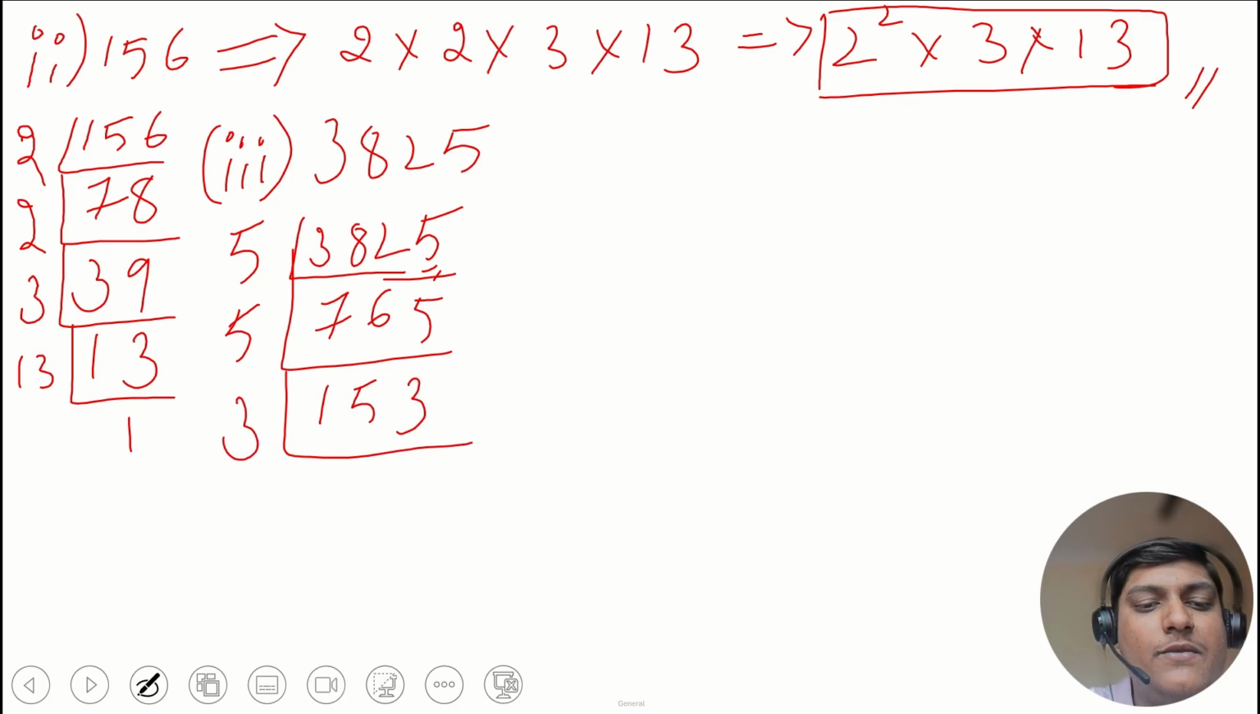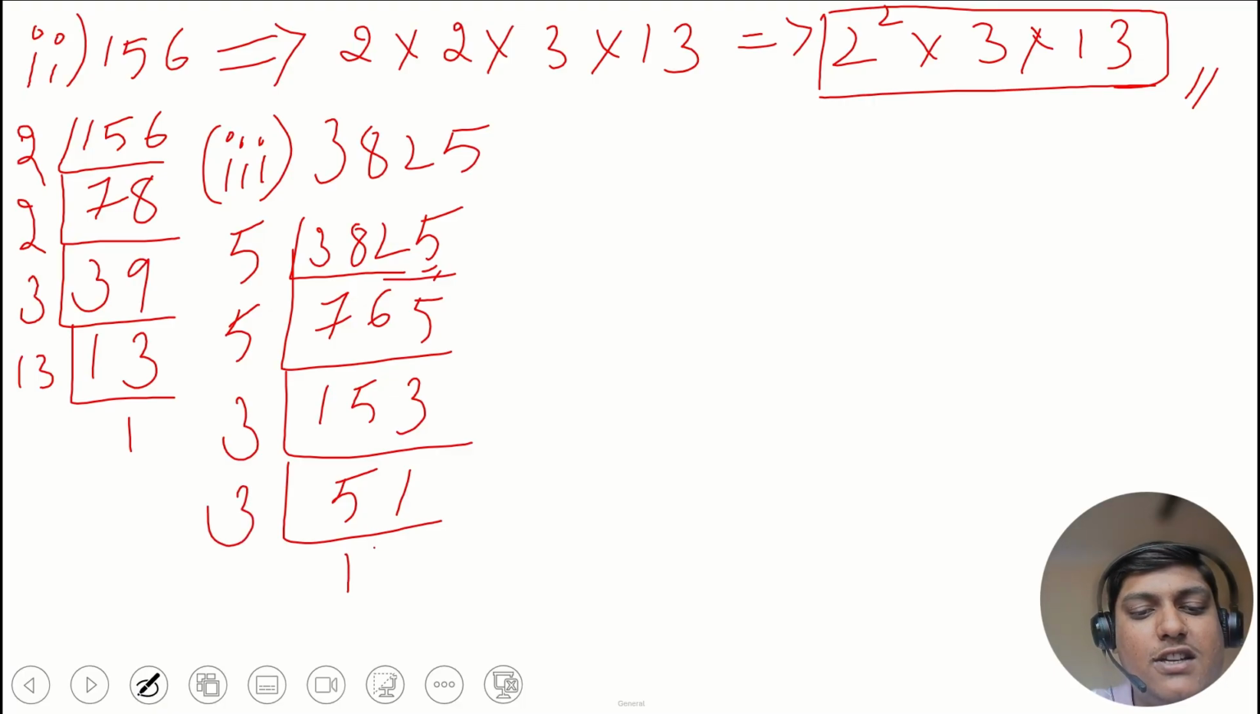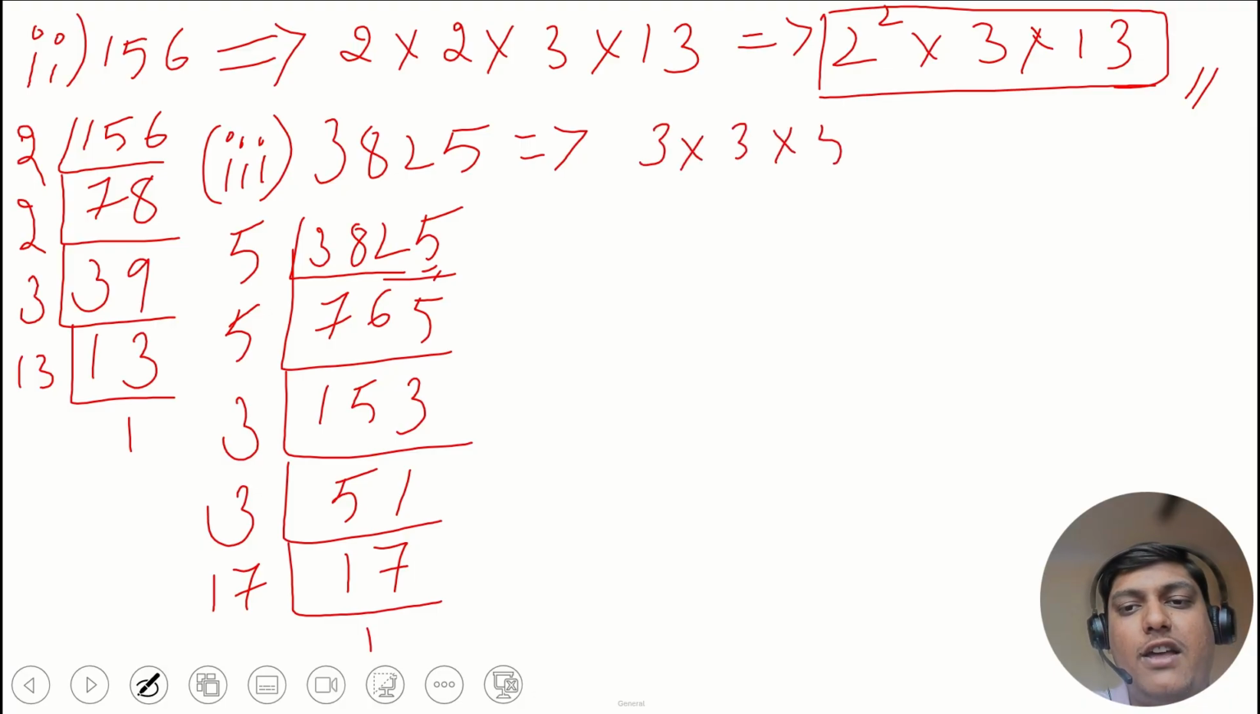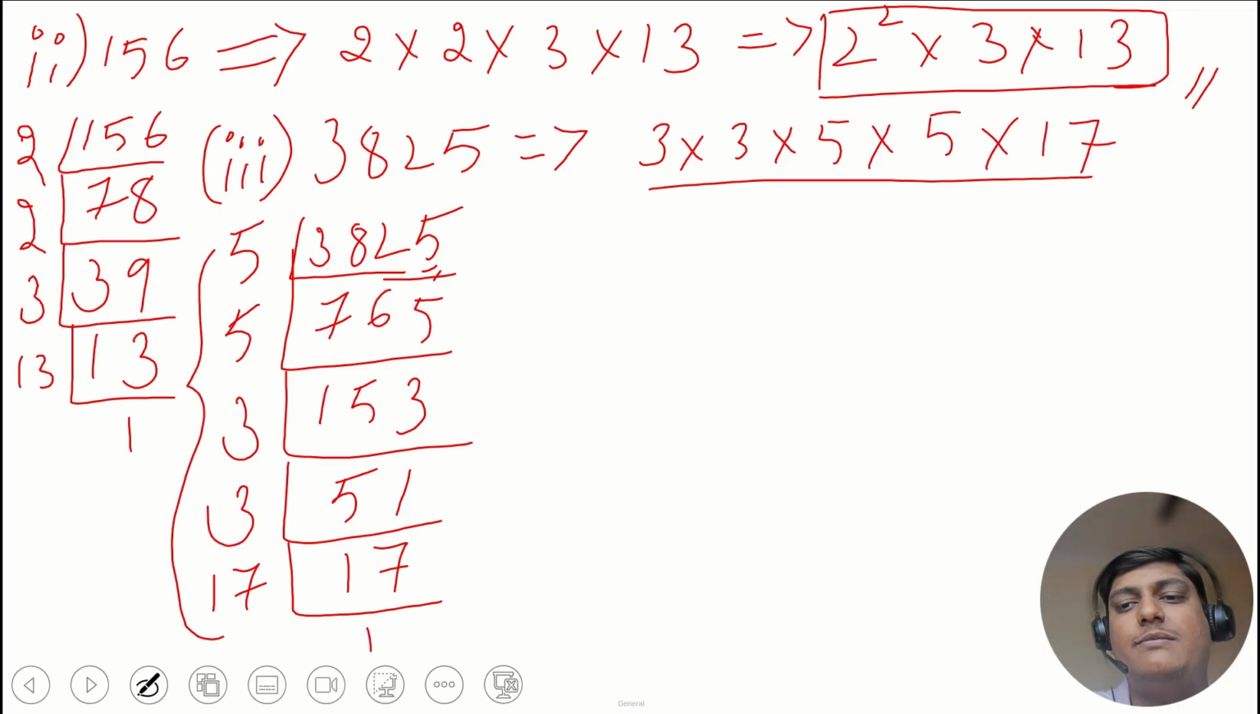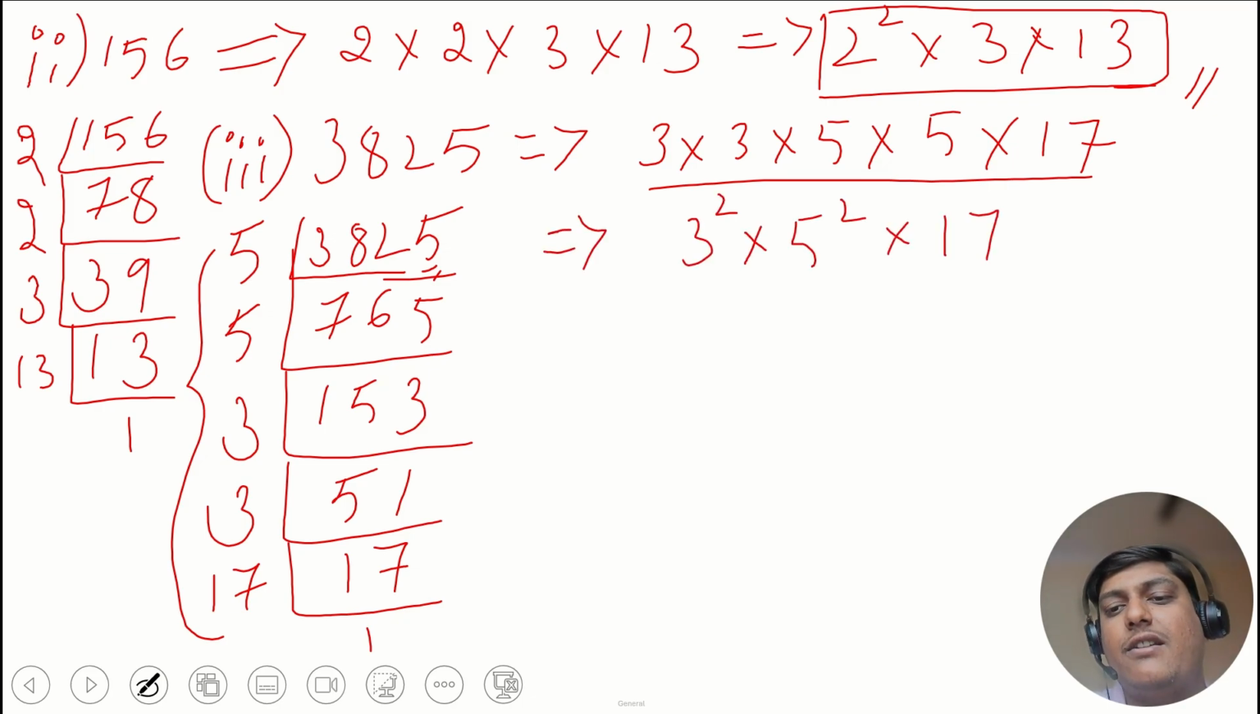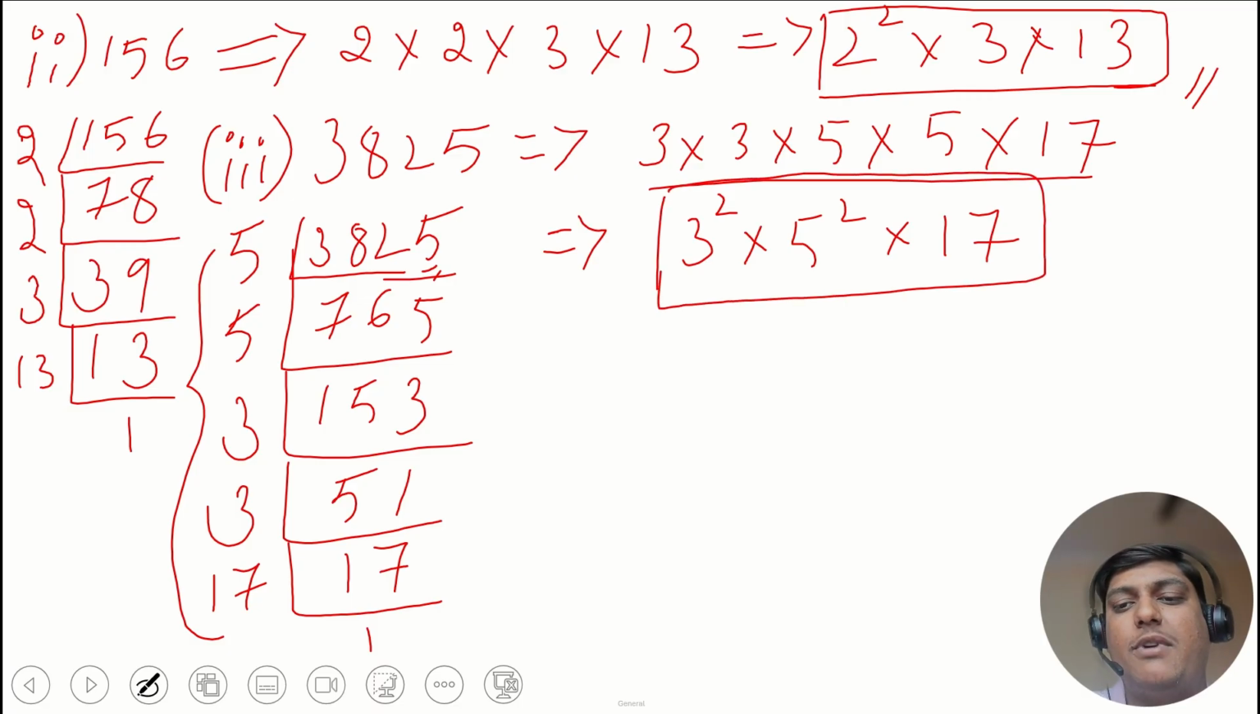Then I'll go with 3. Whatever the order of numbers, it is not compulsory that you start with 2, 3 or 5. You can do it in any order because the prime factorization is always unique. This is stated by the fundamental theorem of arithmetic. It is 51, and again I can go with 3. 3 1s are 3, and 17 1s are 17. So I got 1. I can express 3825 in ascending order as 3 into 3 into 5 into 5 into 17. You can write it in this form also. It is always the same. I can write this as 3 squared into 5 squared into 17. So this is my answer for 3825.